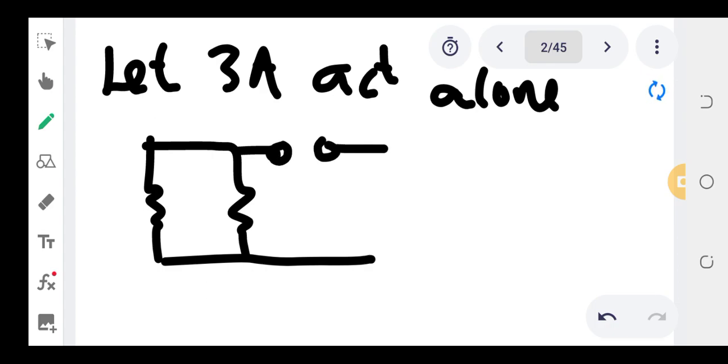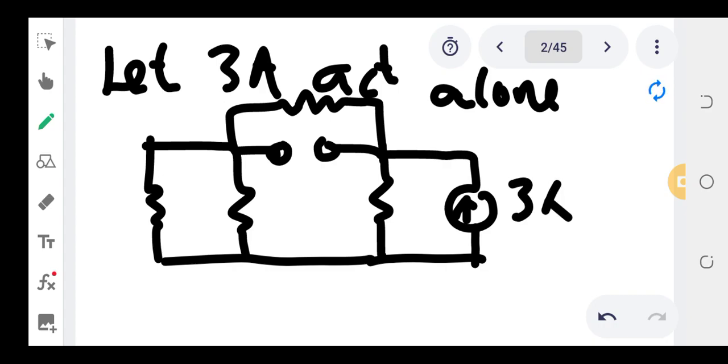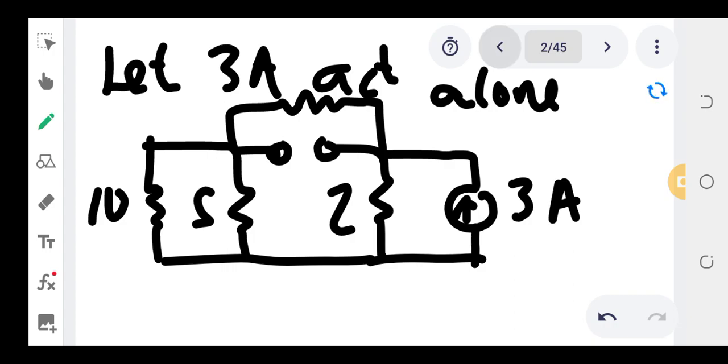Here we have to replace with an open circuit. And here we have the current source as usual, so this is 3 amps. Here we do have 10, 5, 2, 4. So we have 4, then here we have 2. In this case, we are looking for V1 and V2.